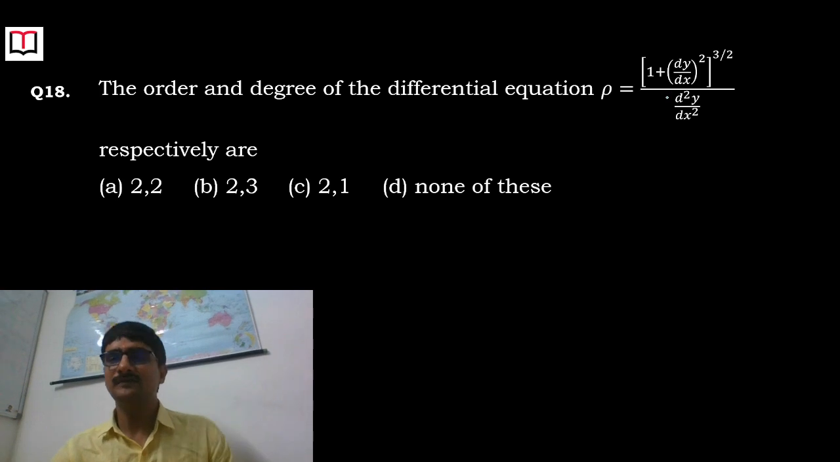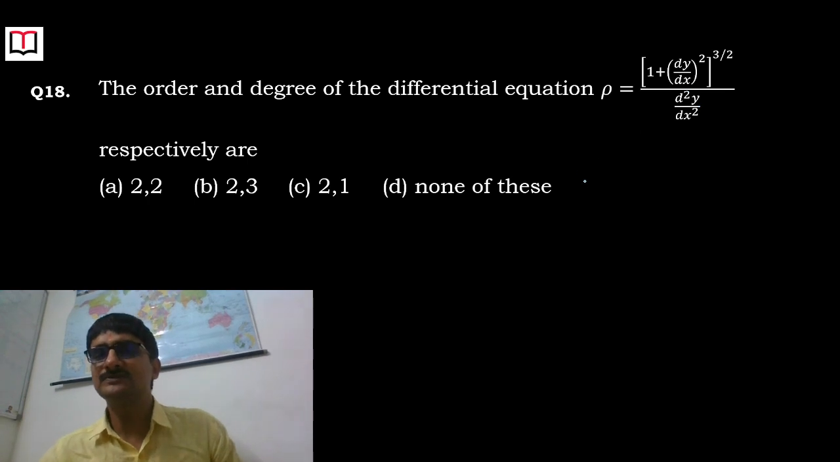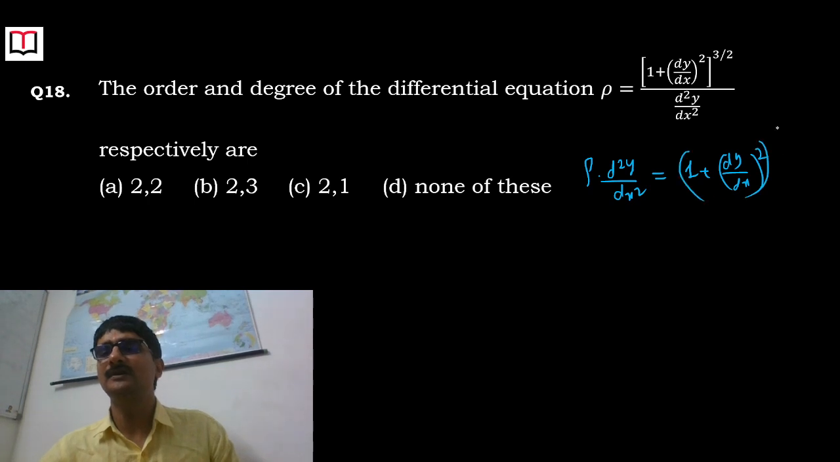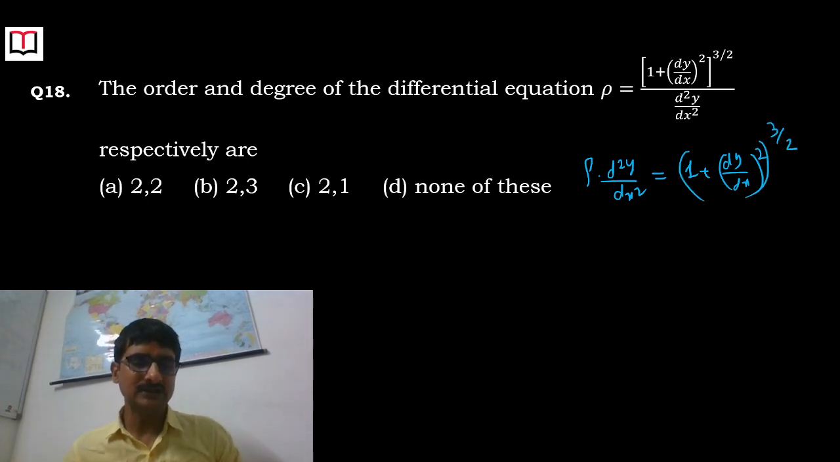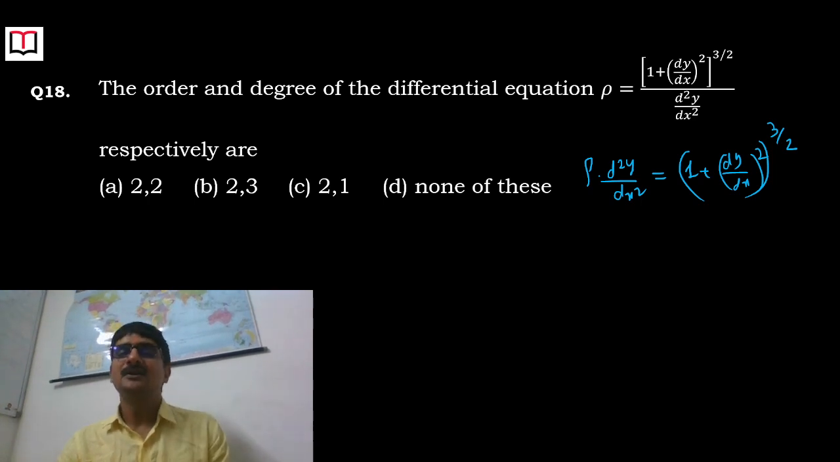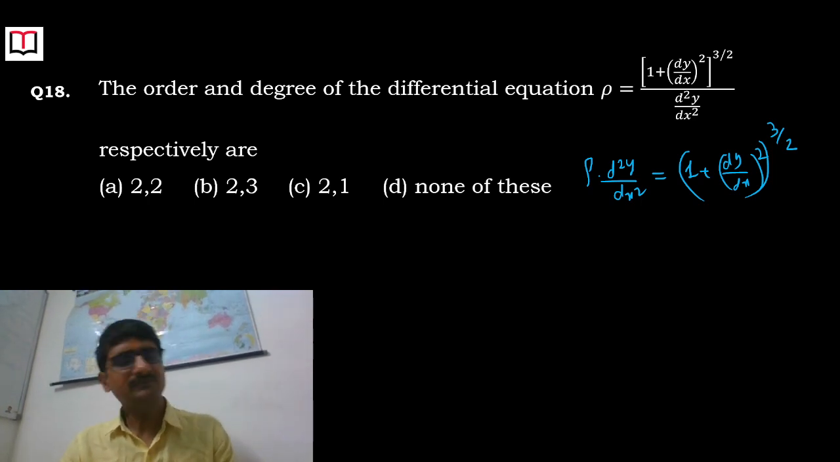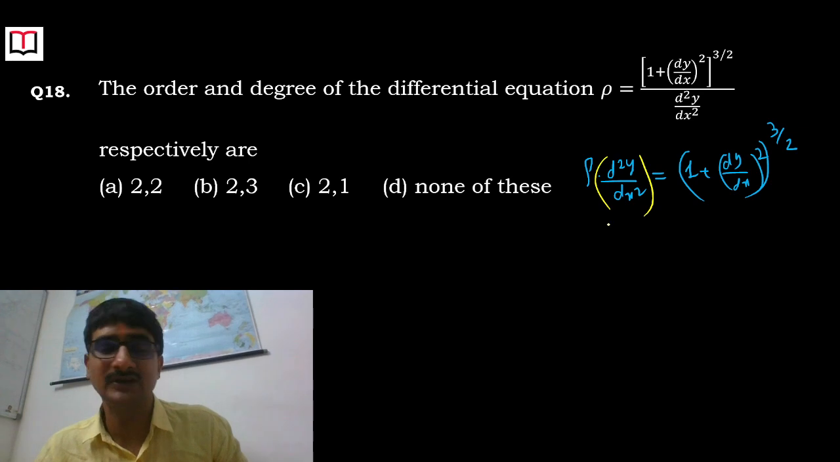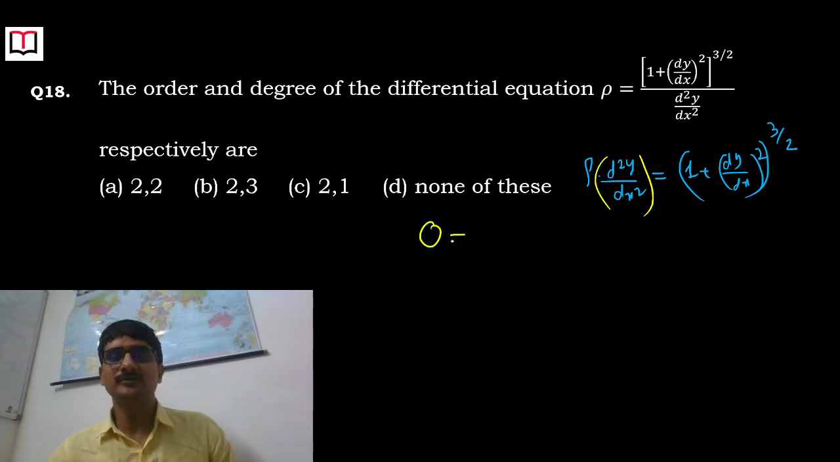18. The order and degree of the differential equation respectively is? See, first cross multiply, so it's rho times d2y by dx2 is equal to (1 plus (dy by dx) whole square) raised to the power 3 by 2. See, order is never a problem because the highest order derivative that exists in a differential equation is the order of the differential equation. So the highest order derivative we see is the second order derivative. So order is 2 for sure.